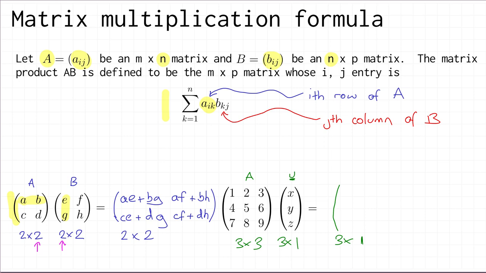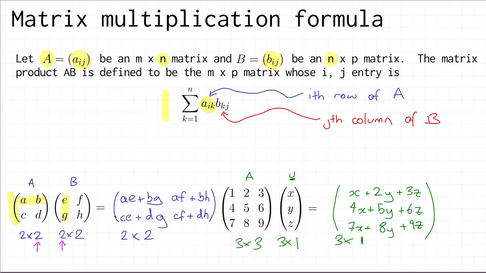And let's work out what the entries are going to be. If we want to work out the 1, 1 entry, then we multiply the first row of A into the first column of U. So we'll get 1 times X plus 2 times Y plus 3 times Z. And if we want the 2, 1 entry of AU, we'll multiply the second row of A into the first column of U. So we'll get 4 times X plus 5 times Y plus 6 times Z. And finally, to get the 3, 1 entry of the matrix product, we'll multiply row 3 of A into column 1 of U. So of course we get 7 X's and 8 Y's and 9 Z's.